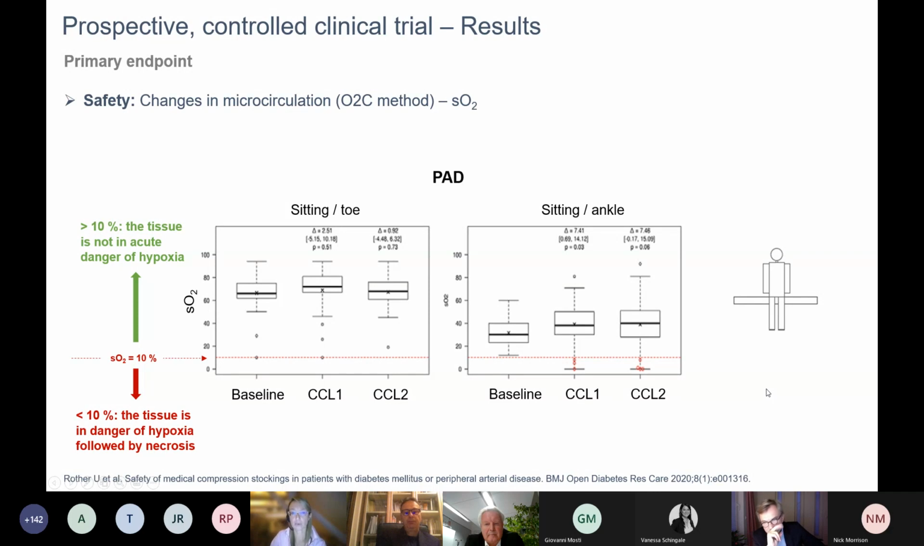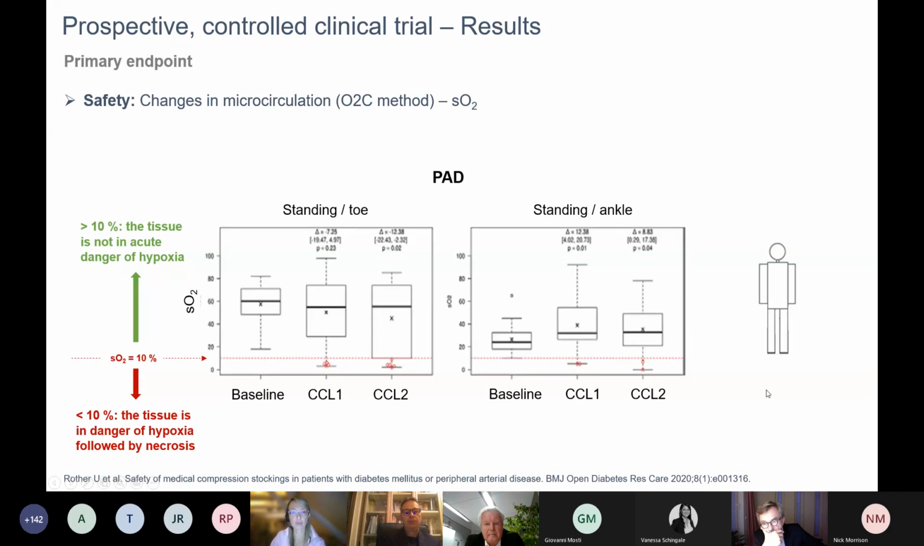What happens in patients with PAD in the standing position? Although here you can see a slight decrease in the oxygen saturation, there is nevertheless a stable microcirculation upon application of compression class 1 and 2. So stable microcirculation also at the big toe, the most peripheral area, also in PAD patients in the standing position. And again, at the ankle in the standing position, you can even see an increase in the oxygen saturation, where the highest compression pressure is apparent.